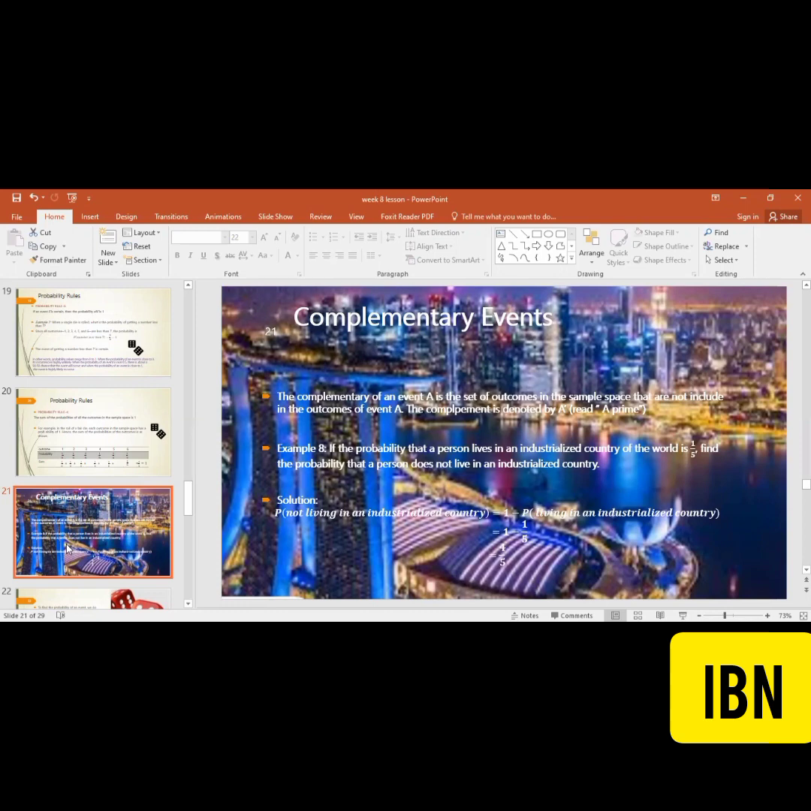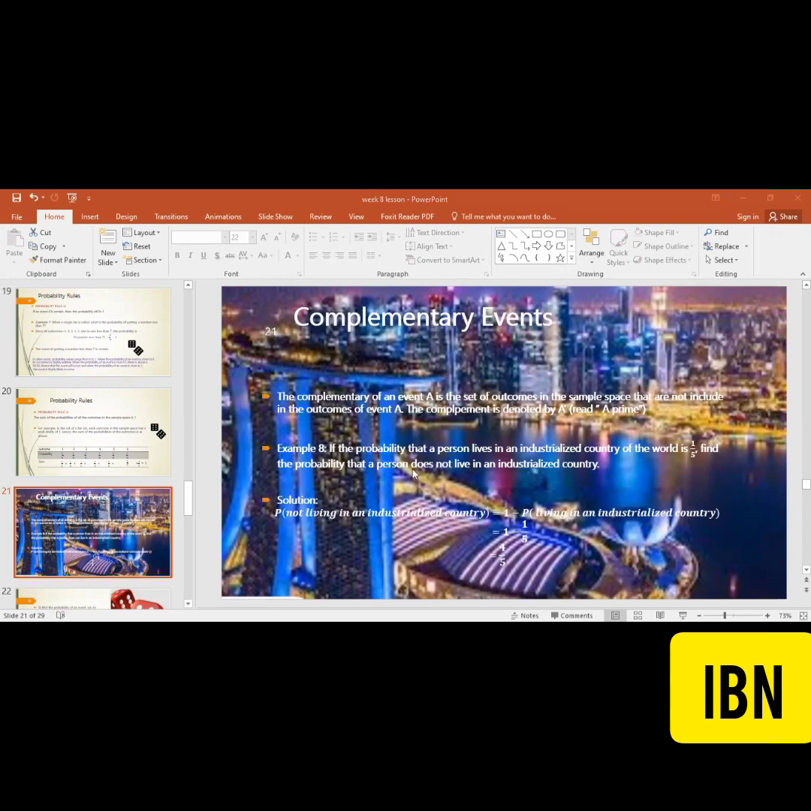The complement of an event A is the set of outcomes in the sample space that are not included in the outcomes of the event A. Because event A is the success of your event, the rest is the failure. So it is not included in the A in which we are interested. The complement is denoted by A prime. A prime is known as the complement of A, as you know mathematically.